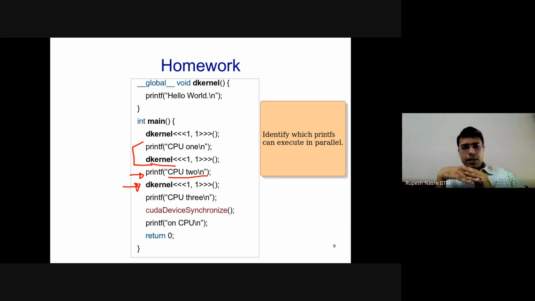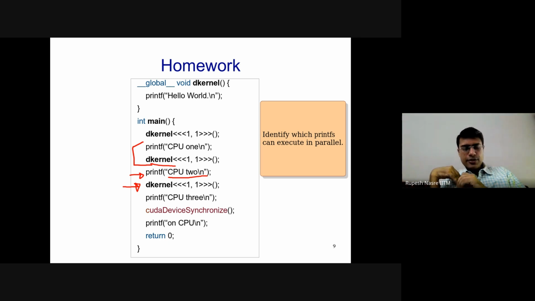All right. CPU 2 happens, and therefore CPU 1 and CPU 2 are guaranteed to be printed. Only after that does the third D kernel launch invocation happen into the work queue. At this stage, is the first D kernel done? We don't know. It might have been done, it may not have been done. And therefore, when the CPU moves ahead and prints CPU 3, it might potentially overlap with the hello world of the first or the second or the third invocation.